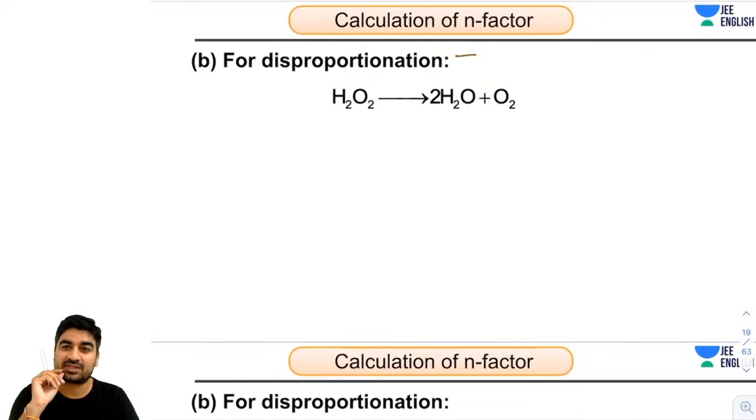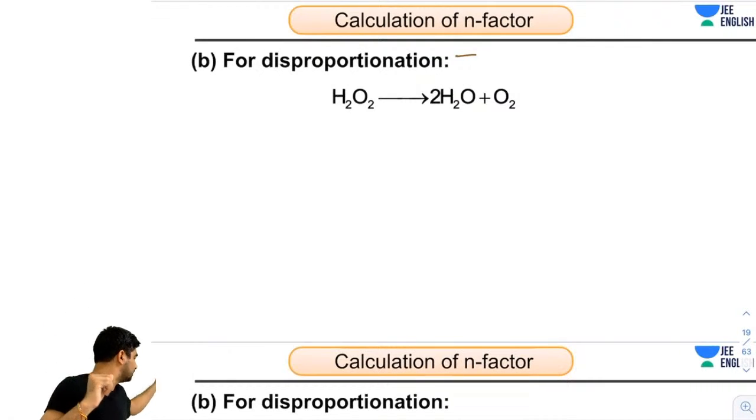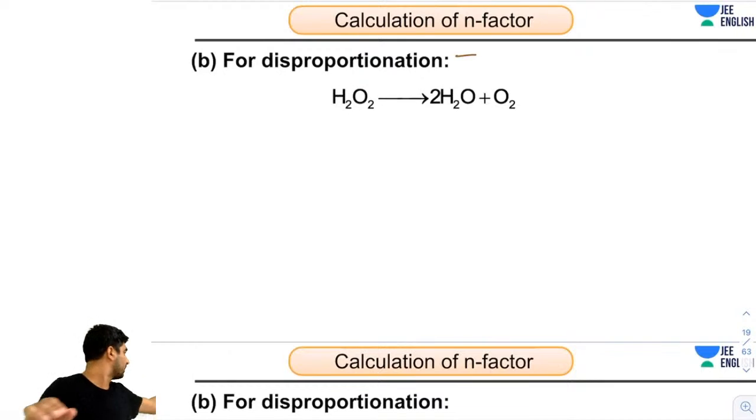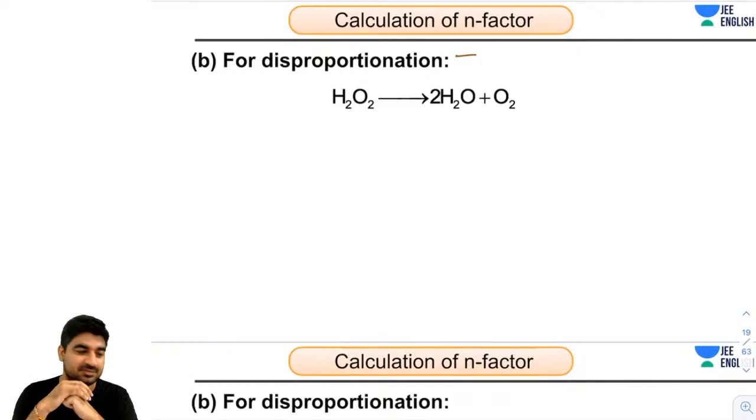So for disproportionation, what it would be? Yes guys. Now calculate the n factor for it. Everyone. Calculate for it guys. Do it fast. Okay. So how will you do it?